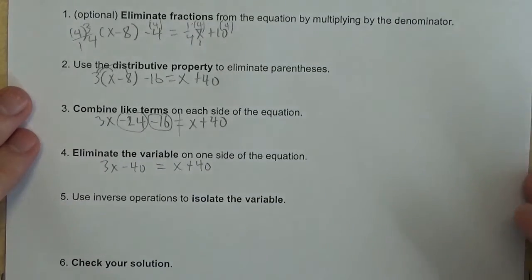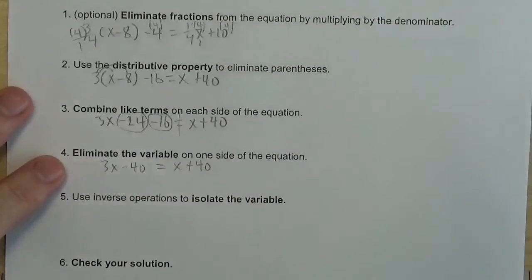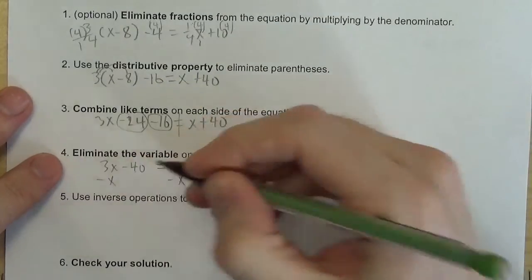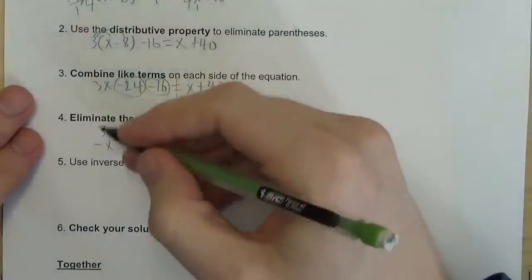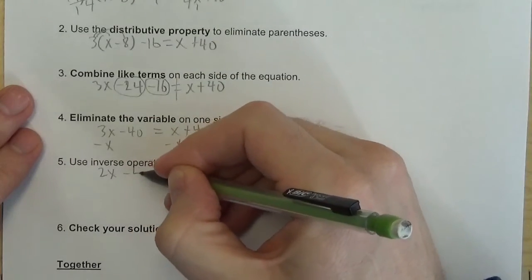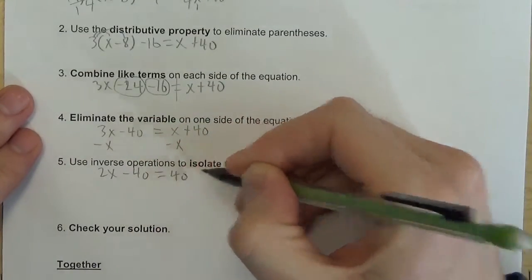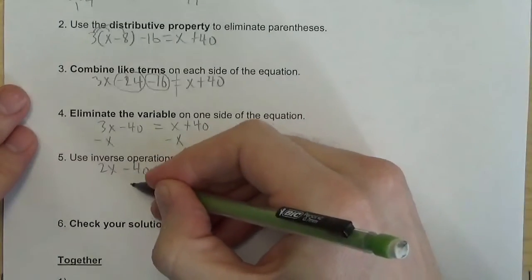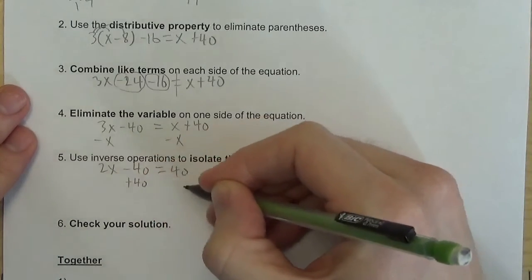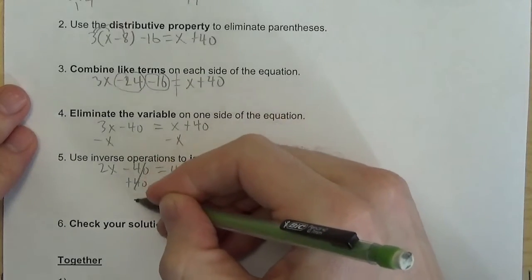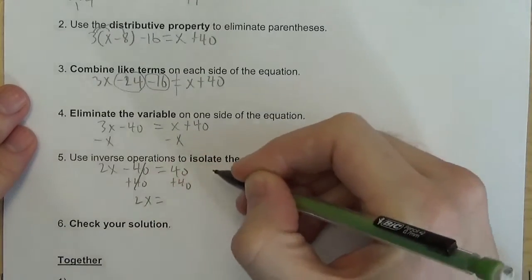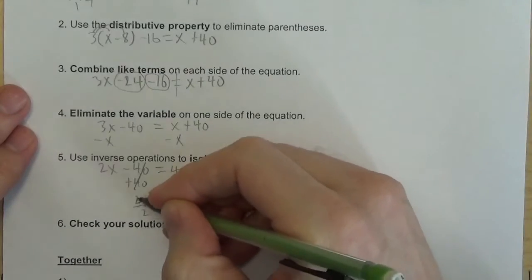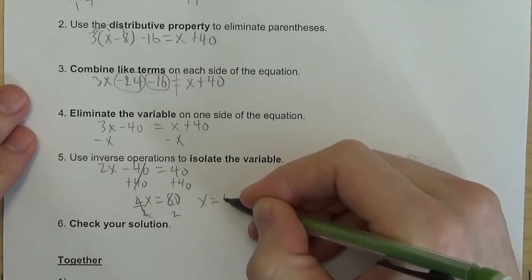Okay, and then eliminate the variable on one side of the equation. We've got 3x, we have x. Let's get rid of x by subtracting x on each side. 3x minus x is 2x. Minus 40 equals 40. And now we're just going to use inverse operations to isolate the variable. So we're going to add 40 to each side. That gives us 2x equals 40 plus 40 is 80, and then we just divide by 2. 80 divided by 2 is 40.